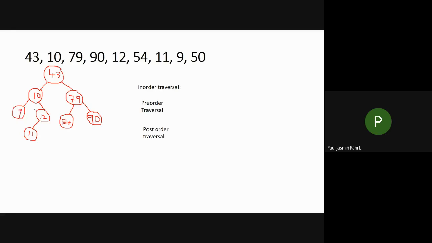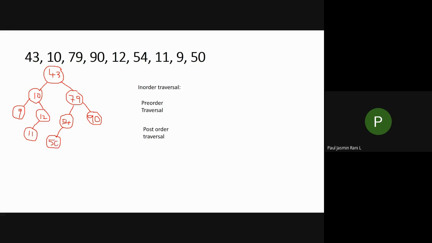Next one is 50. So 50 is greater than 43, so it should be traversed on your right side. There it has 79. So 50 is less than 79, so you have to traverse on your left side. If you take this 54, 50 is less than 54, therefore you have to mark it on the left side. So this is how you have to construct your binary search tree, isn't it?